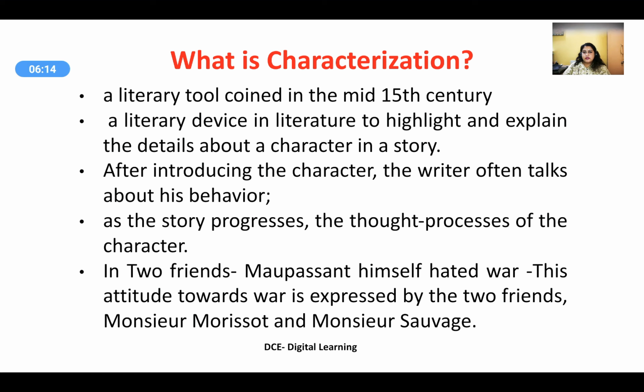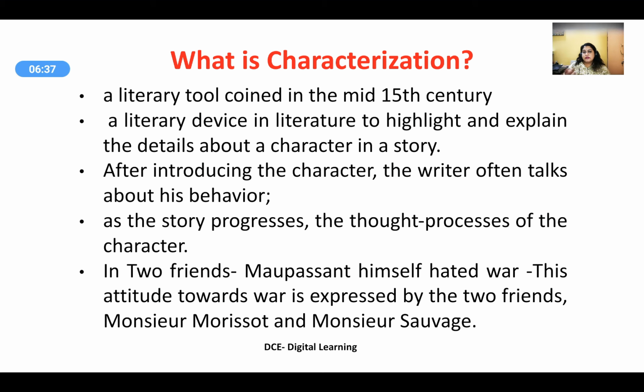Now let us focus on the main concept in this presentation. What is characterization? Characterization is a literary tool which was coined in the mid 15th century. To define further, it is a literary device which highlights and explains the details about a character in a story. Characters are of utmost importance.